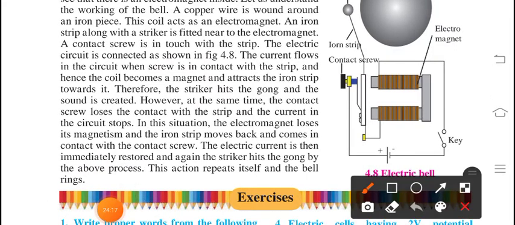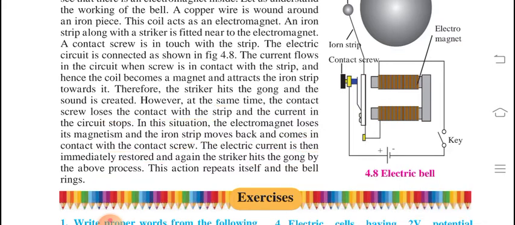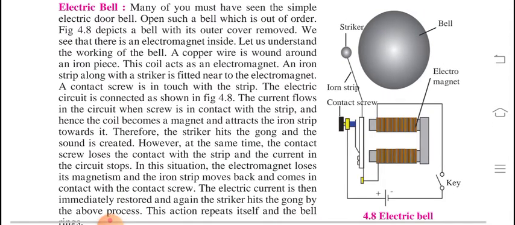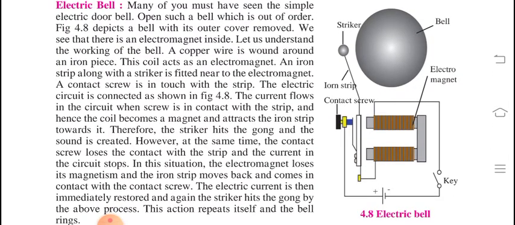However, at the same time, the contact screw loses contact with the strip and the coil loses its magnetism, and the iron strip moves back and comes in contact with the screw. The electric current is then immediately restored again. The striker hits the gong. By the above process, this action repeats itself and the bell rings. Here is the construction of your electric bell.